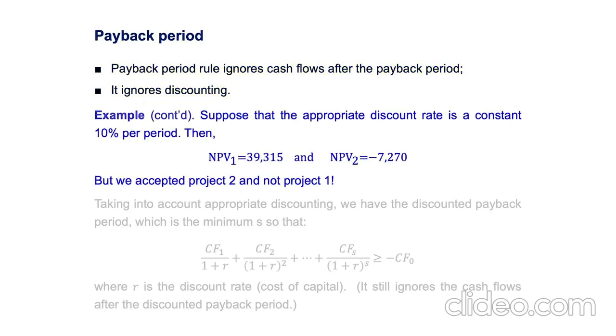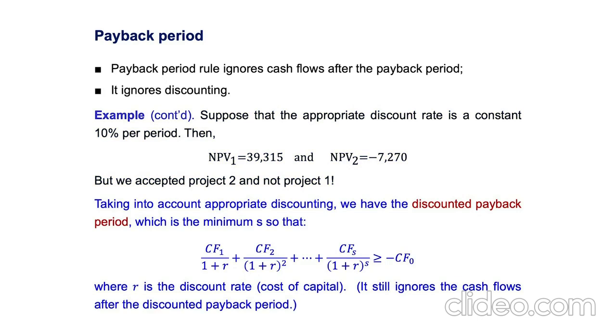To see this, let's assume that the proper discount rate is 10% for both projects. We can then compute their NPVs. In particular, project 1 has an NPV of roughly $39,000, while project 2 has an NPV of roughly minus $7,000. But by the payback rule, project 2 was accepted, not project 1.